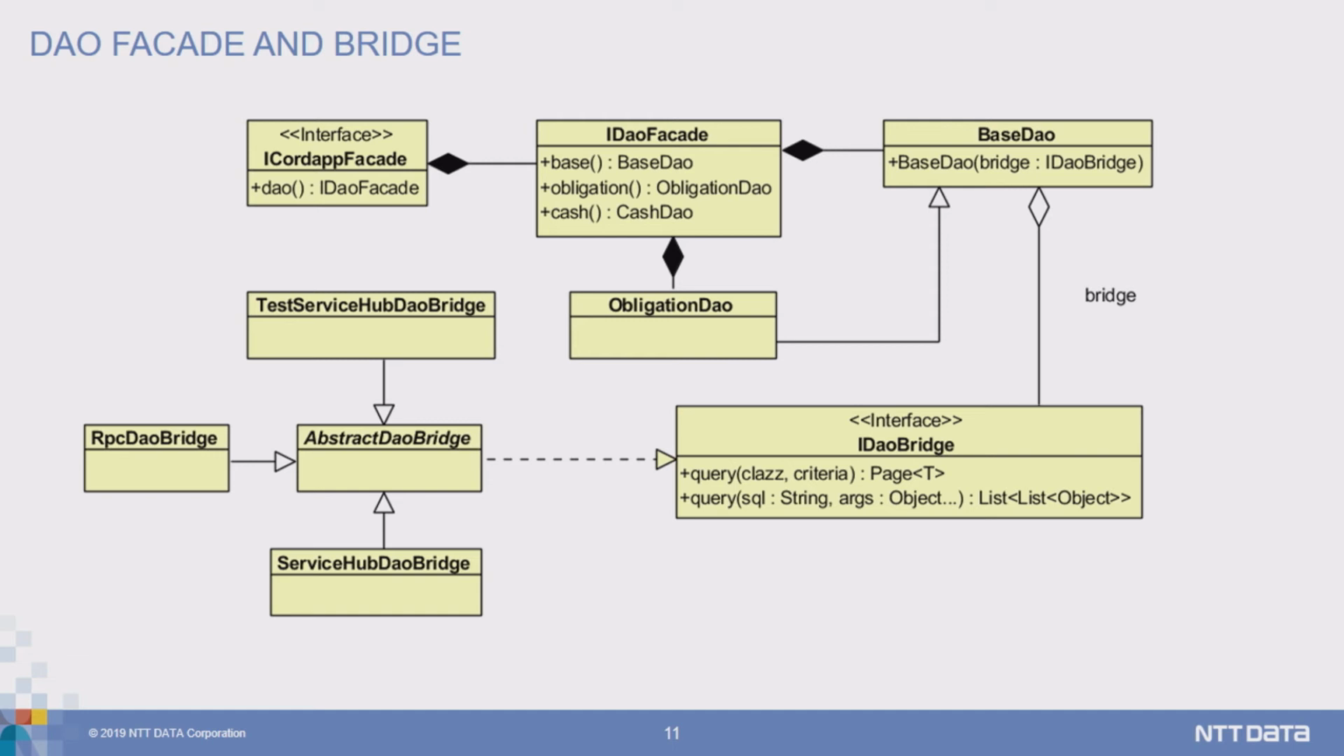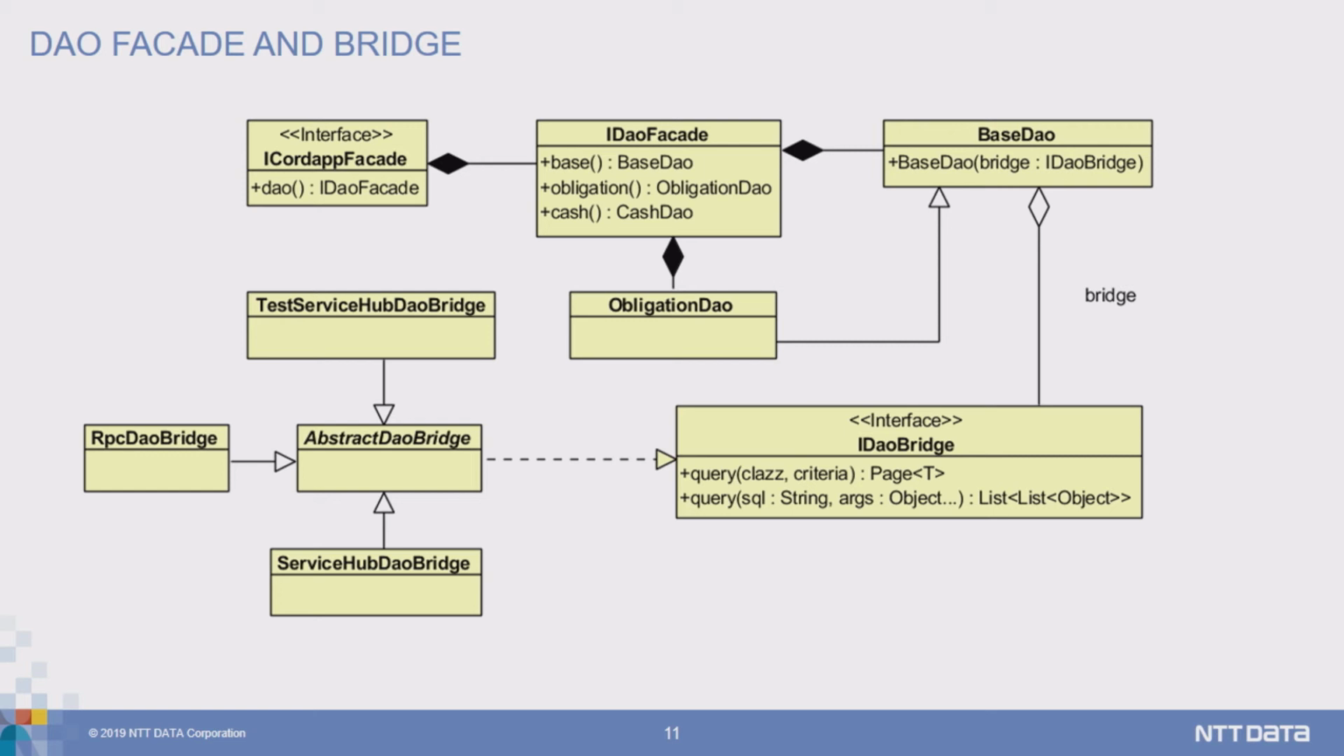Okay, this is the UML of our DAOs. So you see the CorDapp facade that I described in the previous slides. We navigate to the DAO facade, which holds our DAOs, it's just a container. And there we have the base DAO, which has all the utility functions like find all states, find by participants, etc. Other DAOs inherit from it. And we achieve the flexibility by using the bridge pattern. This is a standard design pattern, like Gang of Four.